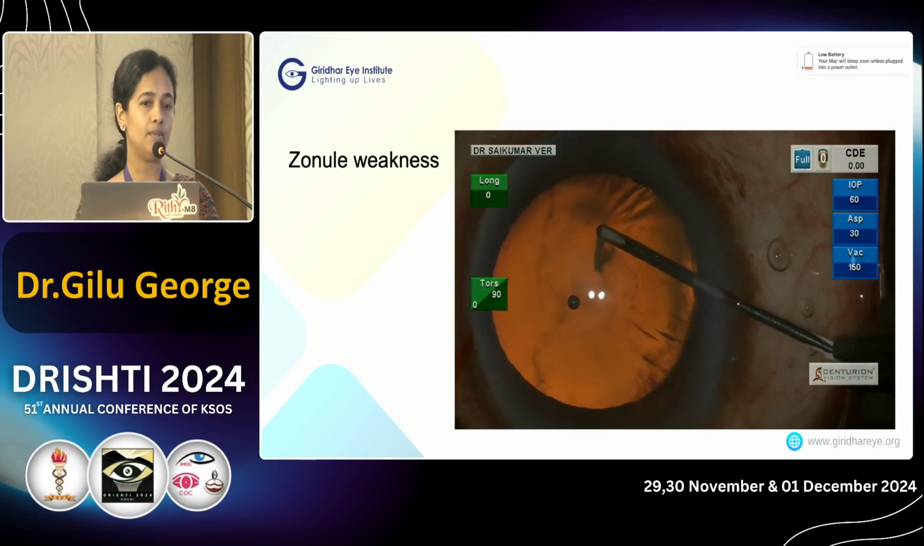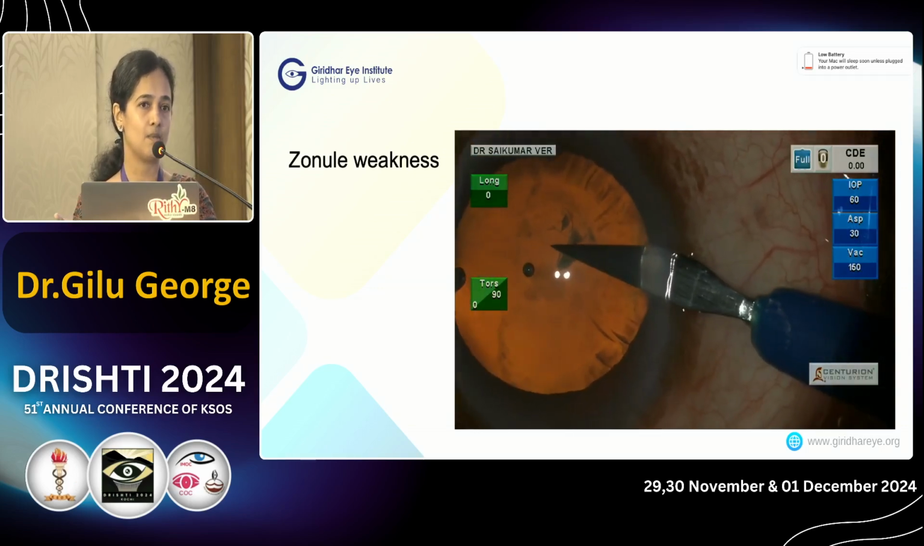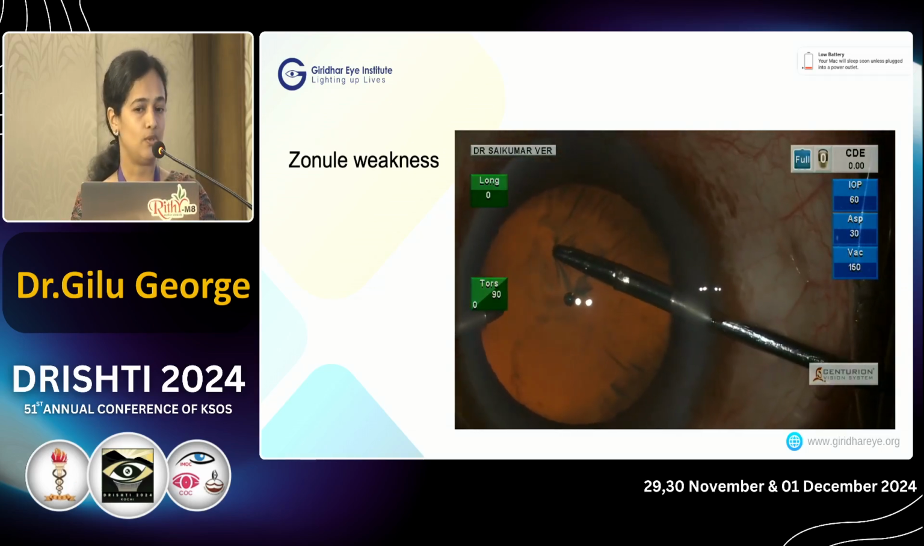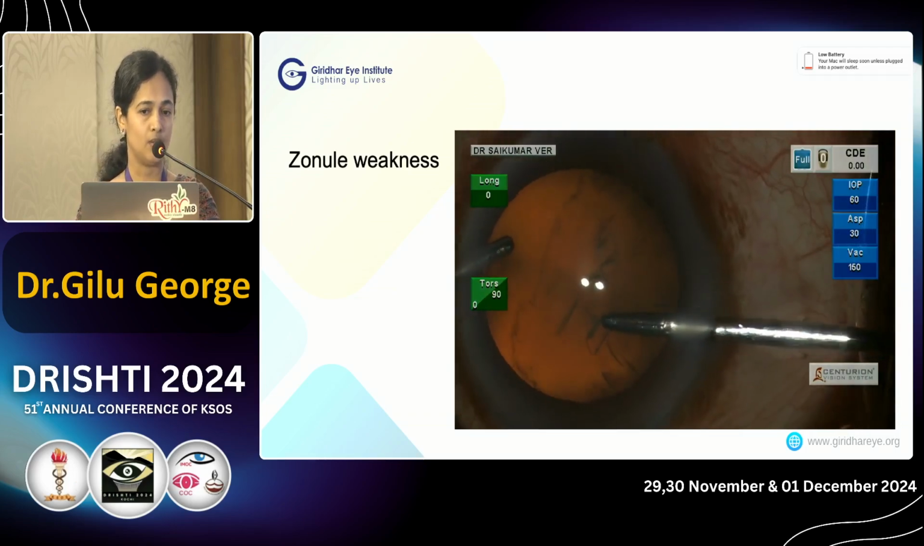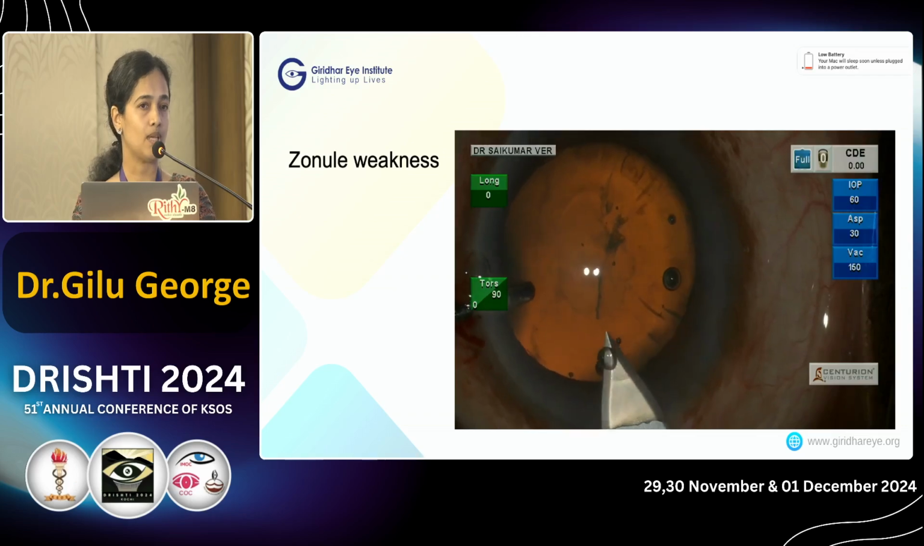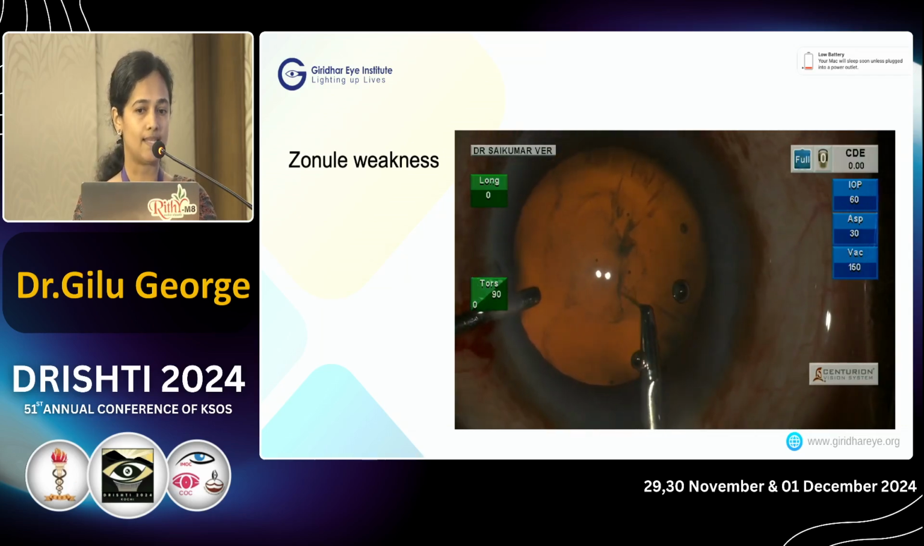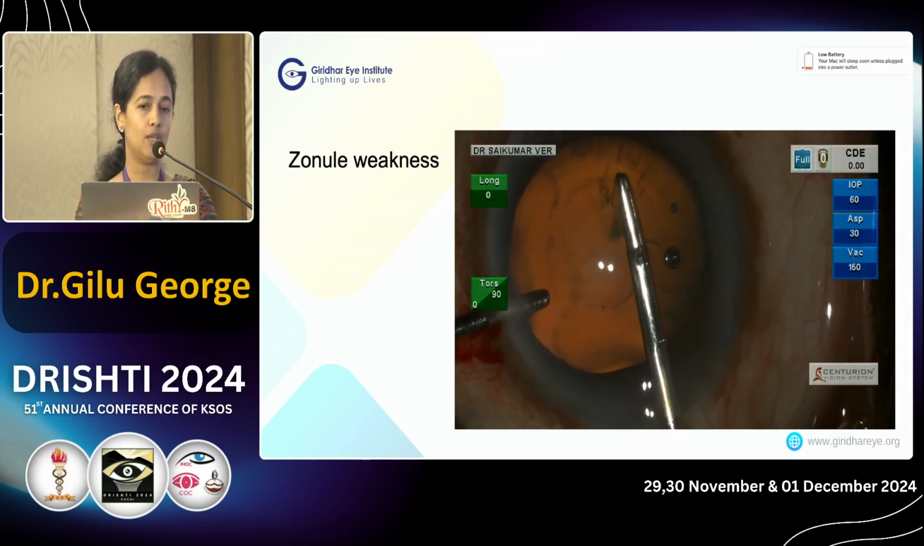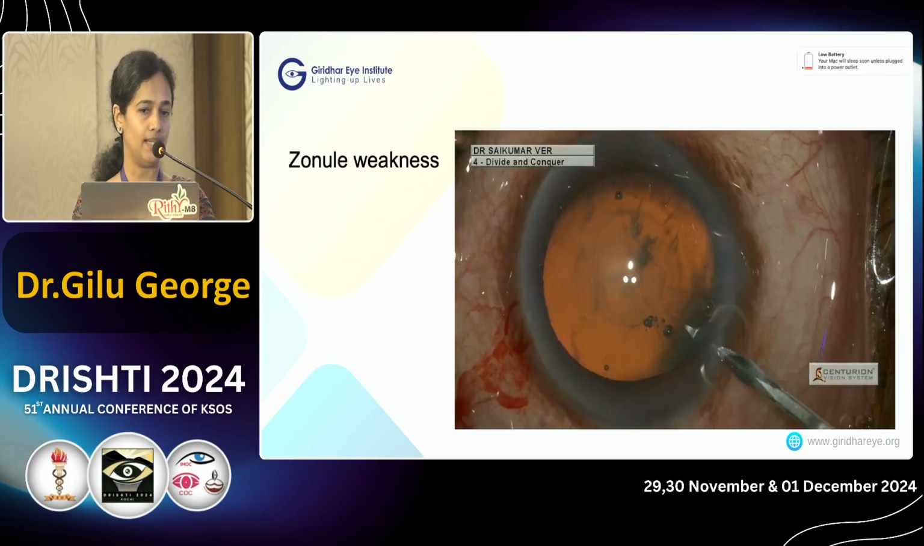You can see that when you are trying to start the rhexis, the capsule is getting wrinkled. So you find it difficult to continue it with the cystitome, and you are switching to a microcapsulorhexis forceps. So again, as I said, when you reach the side port area, you might have to go to the main port to complete the rhexis.